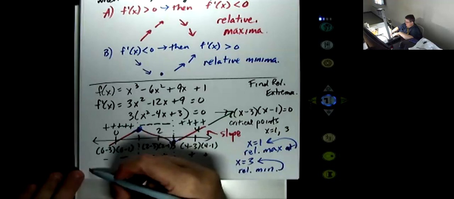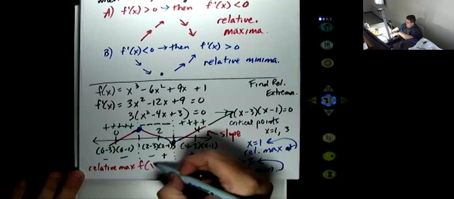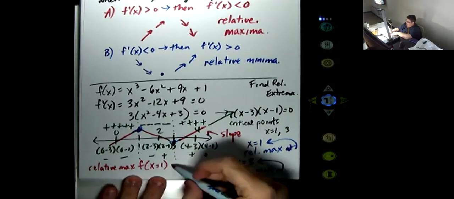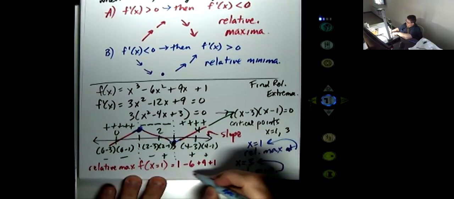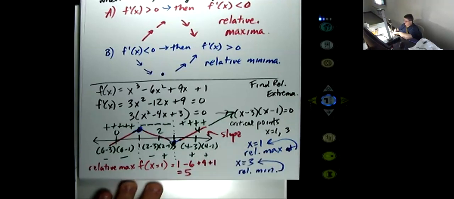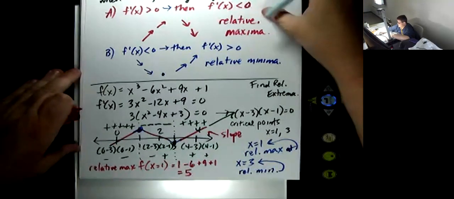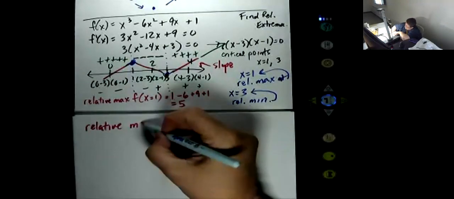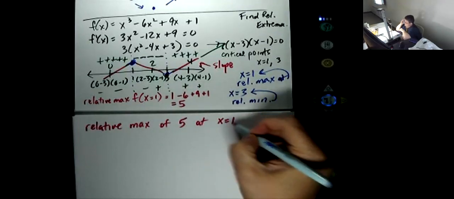The relative max value is what f of x equals 1 is. 1 minus 6 plus 9 plus 1 is 5. So there is a relative max of 5 at x equals 1.